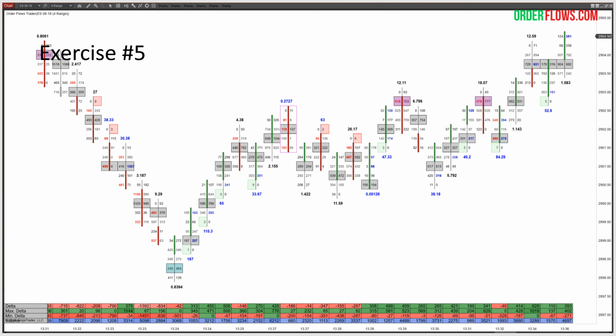All right, exercise number 5. Take a second to look at the chart and tell me what you're seeing. Okay, this one I think is pretty obvious. Hopefully by now you should see a few things. What do you have? Markets coming down. You got minus 1392, minus 834 right on this low here. You got minus 42, and then plus 313, plus 450, plus 506.